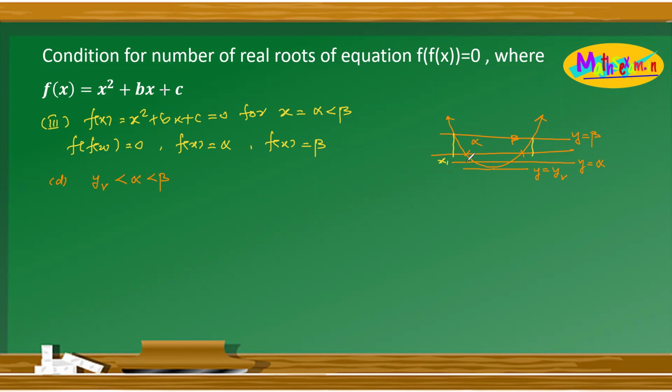This value is not matching exactly at alpha, it will be some other, you can say x2. This is x3 and this is x4. So now here you can see what will happen to our f of fx. It will be equal to 0 when fx is equal to alpha, which implies x is equal to x2 and x3, and fx is equal to beta, which implies x is equal to x1 and x4.